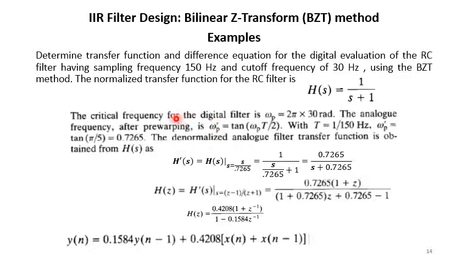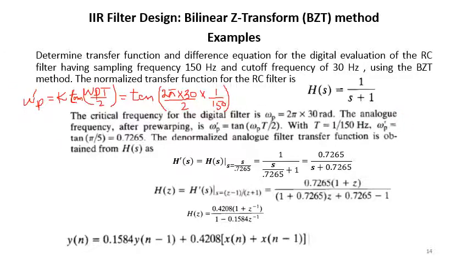Now to solve, let's first determine the critical frequency for the digital filter. We are given frequency in linear frequency units, so we first convert it into radian frequencies. It's simply multiplication of the linear frequency by 2 pi, which results in WP. Then the next step is that we prewarp this frequency. To prewarp this frequency, we use the equation that W prime P will be equal to tangent of WP into T divided by 2, right? Or let me write it.